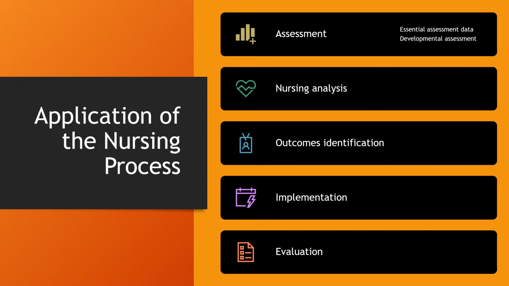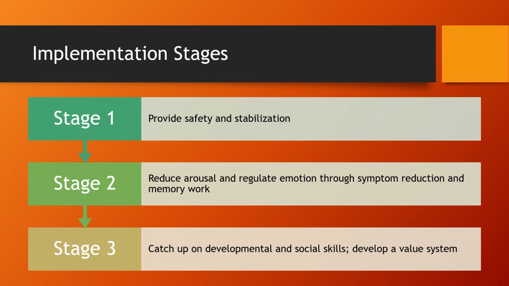Implementation is done in stages. So when we look at the stages, stage 1 is providing safety and stabilization. We'll create a safe space. We're stopping that self-destruction and providing education about trauma and its side effects.